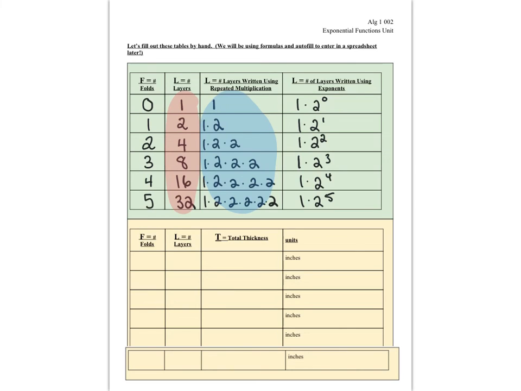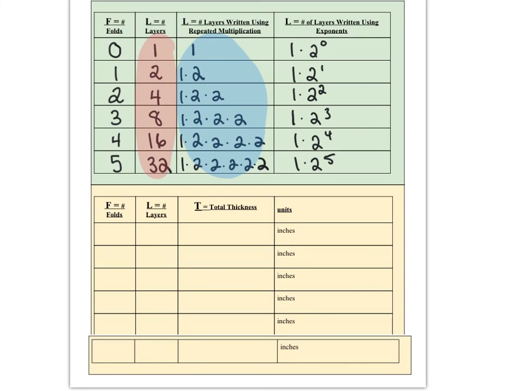So on this next table, what we're going to do is we're going to fill in the number of folds, but then we're going to focus on the total thickness. So number of folds, again, if you look at a single sheet of paper, that has 0 folds. Fold it once, it has 1 fold, then 2 folds, 3 folds, 4 folds, and 5 folds. The number of layers we can copy from the table above, 1, 2, 4, 8, 16, and 32.